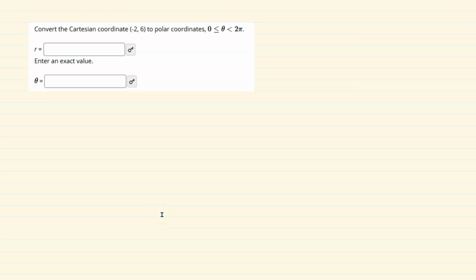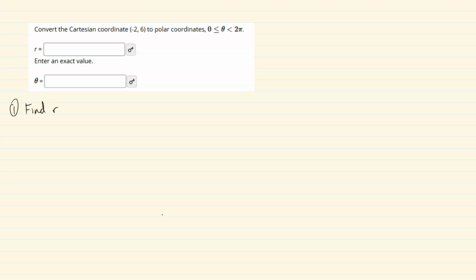All right, we're interested in converting the Cartesian coordinates (-2, 6), so they're x, y values, to polar coordinates, with theta between 0 and 2 pi. In order to do this, we will need to first solve for r. So step one, we want to find r.